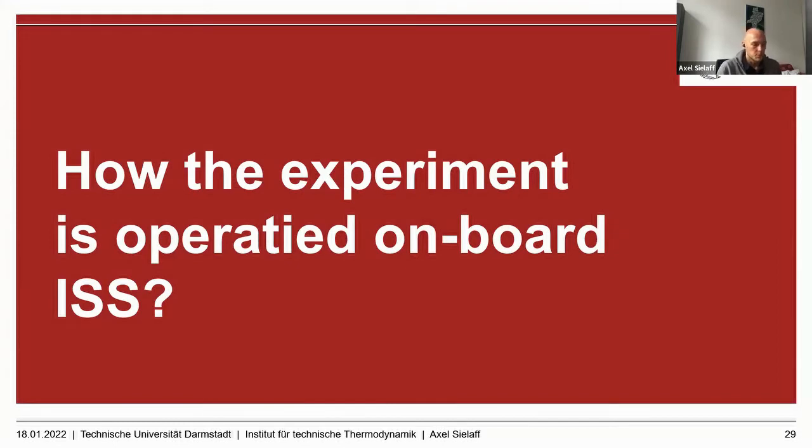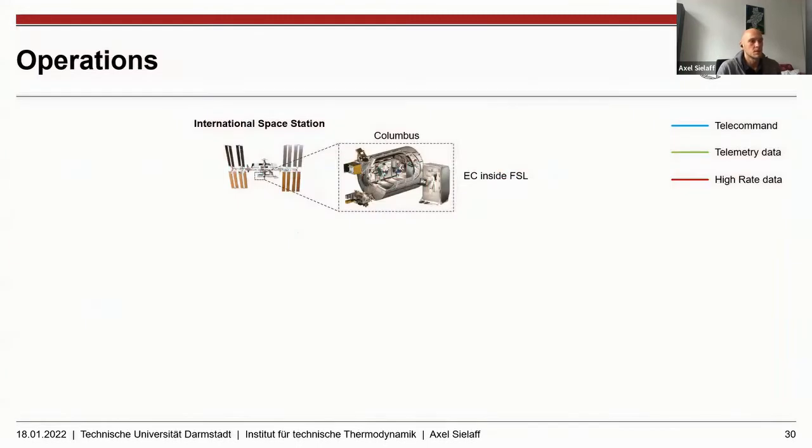So to operate an experiment on the International Space Station is also not just going there and turning some wheels. So let me take a few words on how the experiment is operated on board the International Space Station. First of all, we have the EC, the experimental container inside the Fluid Science Laboratory, which is a drawer within the Columbus module. The Columbus module is one part of the International Space Station.